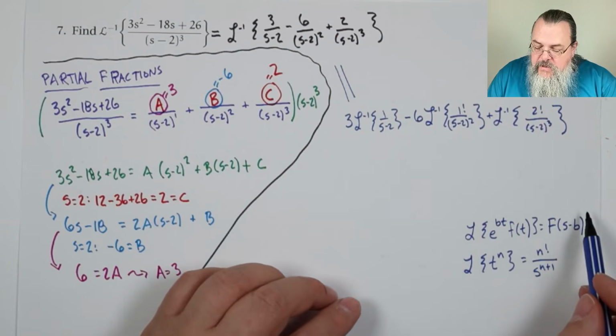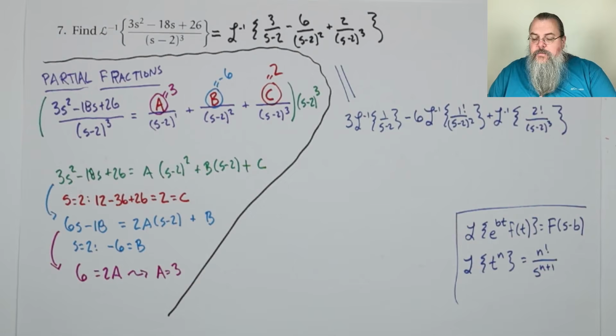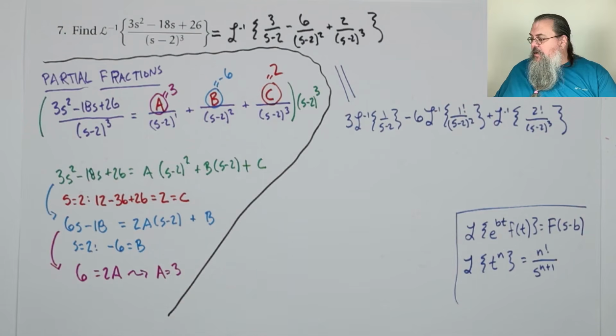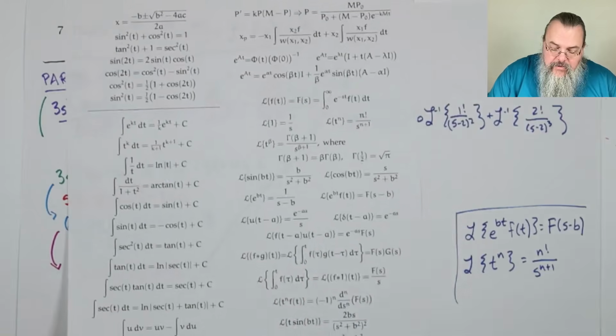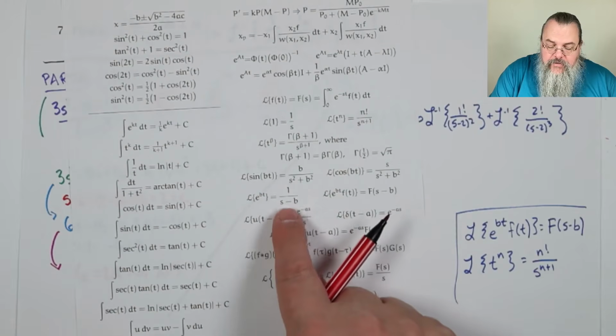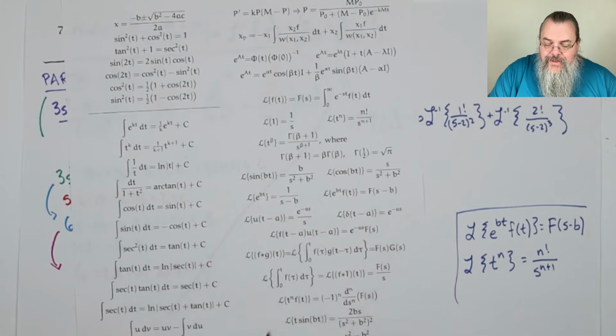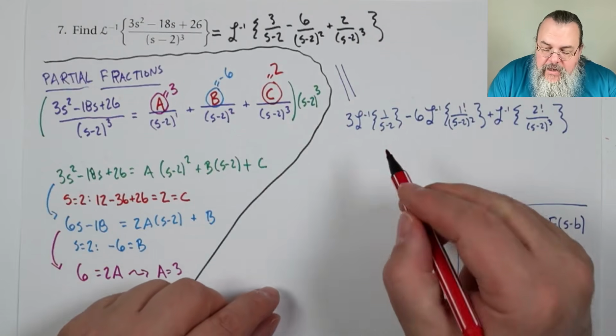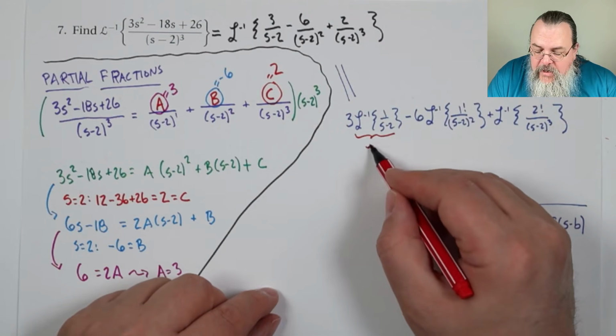Now, we just need to write down our answers. So, 1 over s minus 2, I'm just going to point out it's on our formula sheet, 1 over s minus b, e to the bt. So, this would be, by itself, e to the 2t.